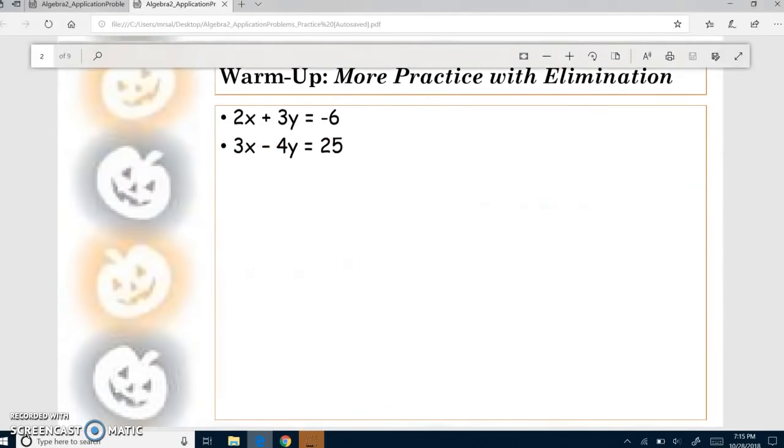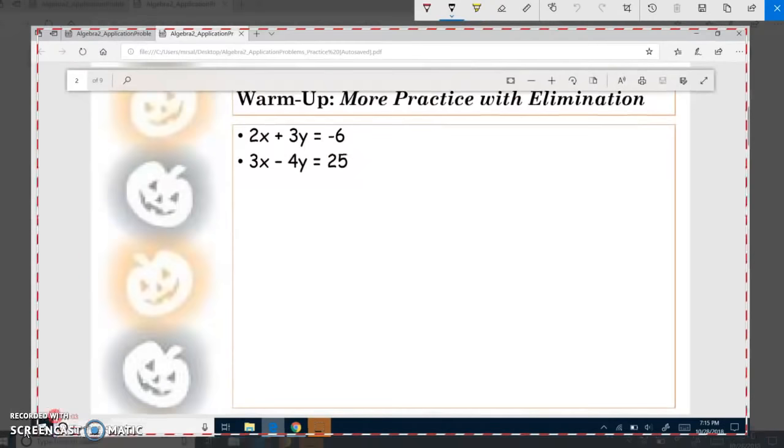So on these slides, the first thing that I want to do is to get some more practice with elimination before we go about using elimination in our work with applications. What we have here is an example that's similar to one of the problems that you saw in your homework. In this example, our goal is still going to be to solve for x or y individually by eliminating the other variable. Our first equation is 2x plus 3y equals negative 6. Our second is 3x minus 4y equals 25.